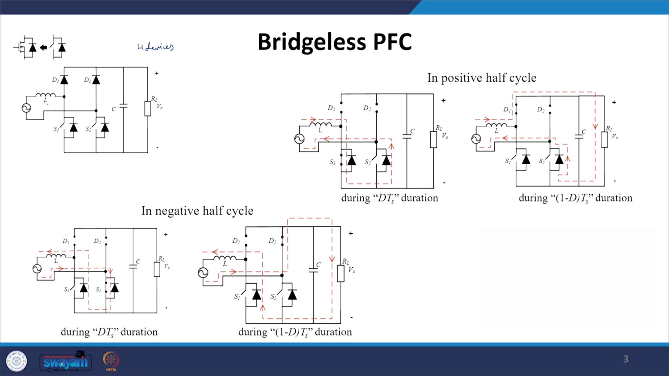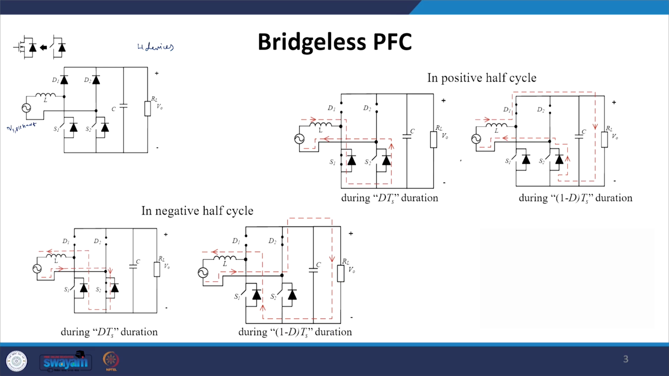Along with that we have L and C, and we have Vs peak sin omega t, and this is operated in both the positive and negative half cycle. Now let us see how it works in the positive and negative half cycle.